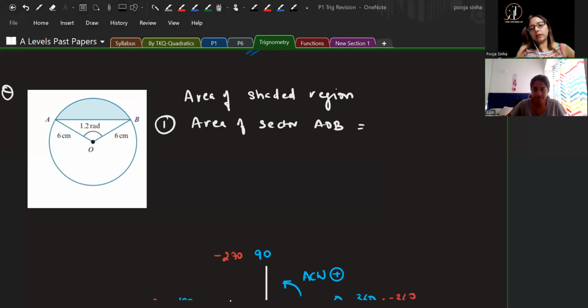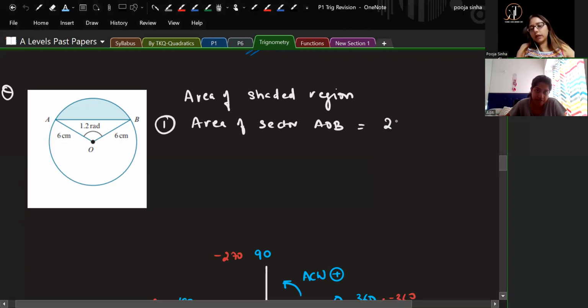How much is the area of the sector that you got? I got 21.6 centimeters square. Okay, easy enough. This you found out by using which formula? Half into r square theta. Next, you're supposed to find the area of the triangle, right? Area of triangle AOB. How much is it?